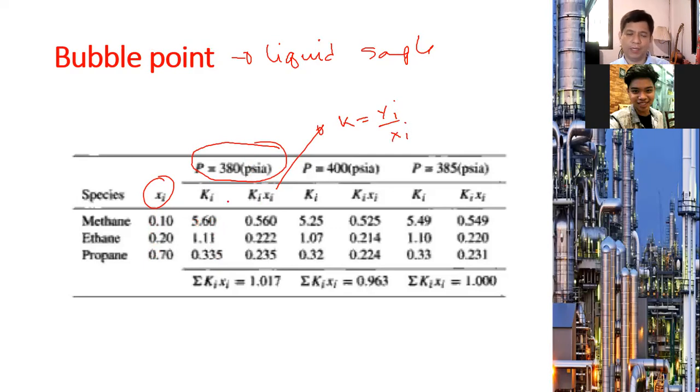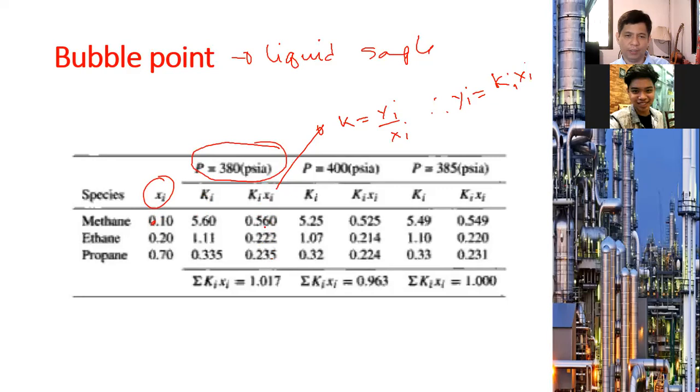Nasusundan naman, simple lang naman, di ba? So, therefore, Y sub I is equals to K sub I times X sub I. So, ito yon. Meron kayong K, tapos i-multiply nyo sa X sub I, you will have Y sub I.